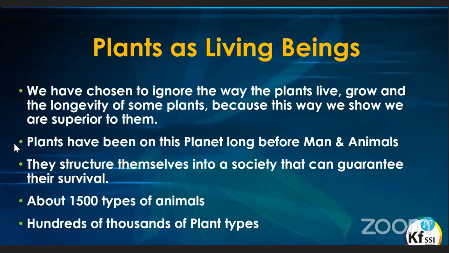And the plants have been on this planet long before man and animals. And they've structured themselves into society where they can guarantee their survival. Because when one has a look, there's about 1,500 types of animals on this planet, but there's hundreds of thousands of different plant types on this planet. And they're all just different living beings, different creatures that have chosen where they would like to live on this planet in the different conditions which suit them.